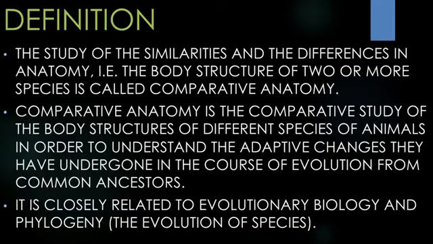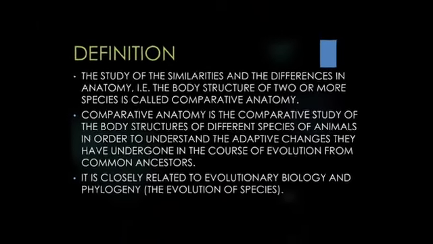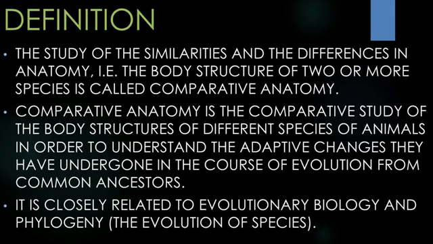So what is comparative anatomy? Comparative anatomy is the study of the similarities and the differences in anatomy, that's the body structure, of two or more species. Comparative anatomy scrutinizes the body structure of different species of animals in order to understand the adaptive changes they have undergone in the course of evolution from common ancestors. Comparative anatomy is closely related to evolutionary biology and phylogeny. All these pertain to the evolution of species.